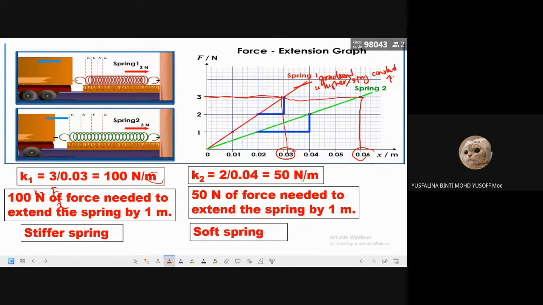If there is no value given in the graph, it just gives the graph but there is no value for the x-axis and y-axis, you can just compare by looking at the gradient of the graph. The higher the gradient, the stiffer it is, which means the spring constant is higher.